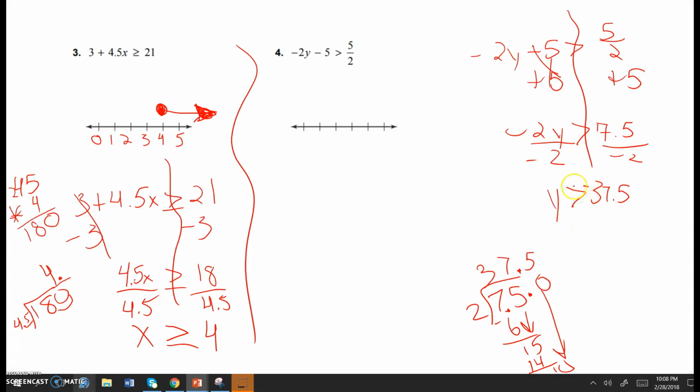But we can't leave it like this. We divided by a negative, so we've got to flip our sign. So negative 38, negative 39, 37.